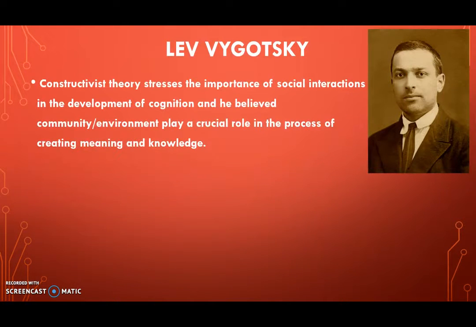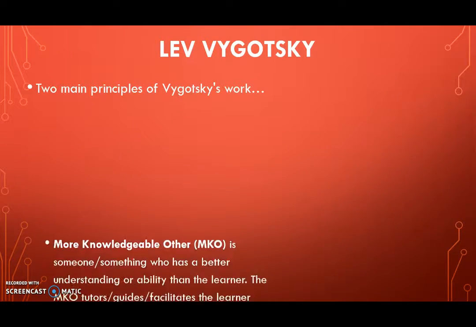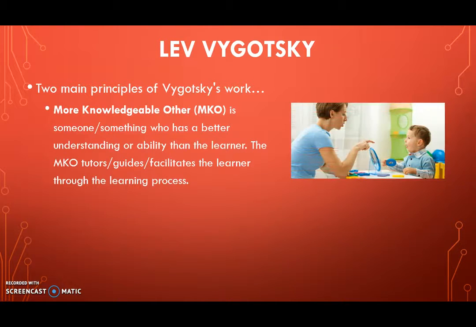Lev Vygotsky's theory stresses the importance of social interactions and the development of cognition, and he believed community and environment play a crucial role in the process of creating meaning and knowledge. The two main principles of Vygotsky's work are the MKO, so that's someone or something who has a better understanding than the learner. MKOs are guides or facilitators, and they help the learner through the learning process.